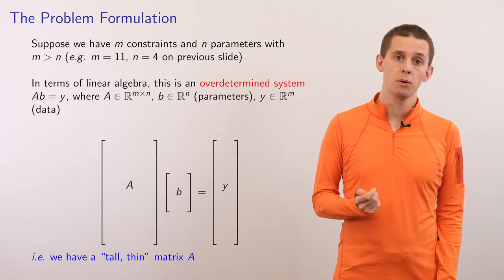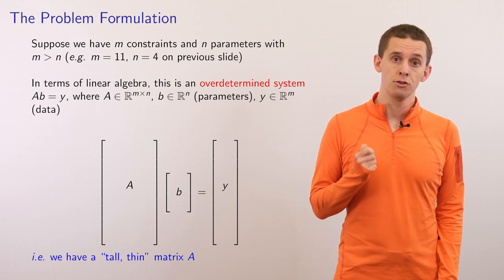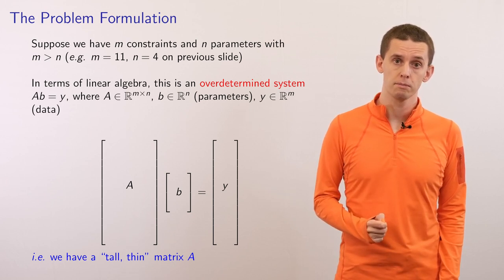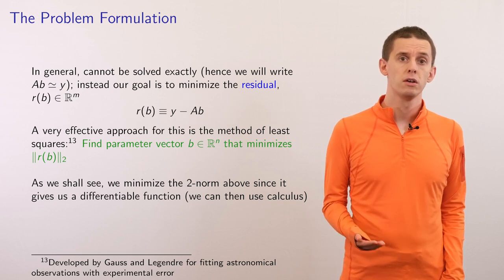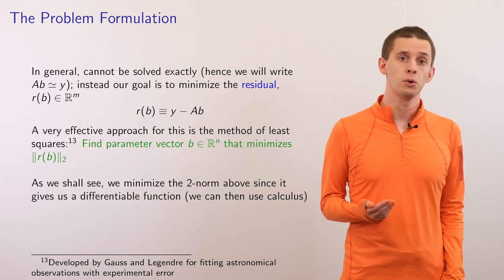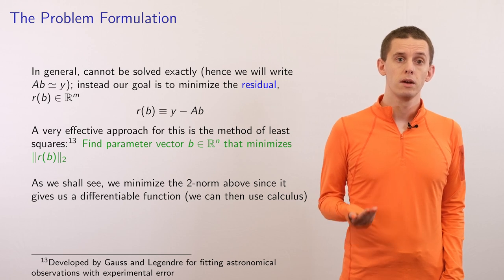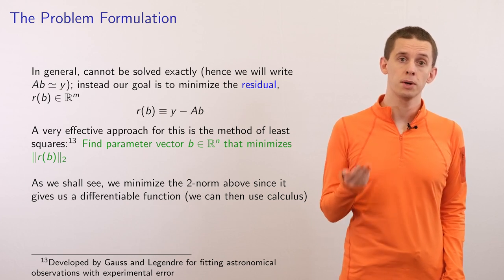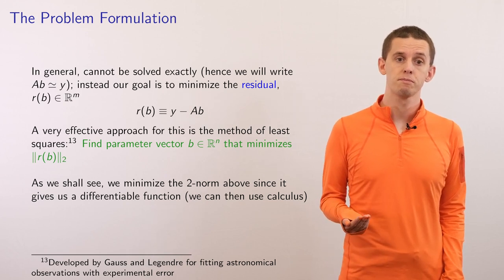And because now there are more constraints than unknown parameters, in general, this is not a system that we can solve exactly. Since we can't solve this exactly in general, we're going to take an alternative approach of minimizing the residual that we'll define as r as a function of b is equal to y minus Ab. A very effective approach for doing this is the method of least squares. Specifically, we're going to find the parameters b that minimize the Euclidean norm of r of b.